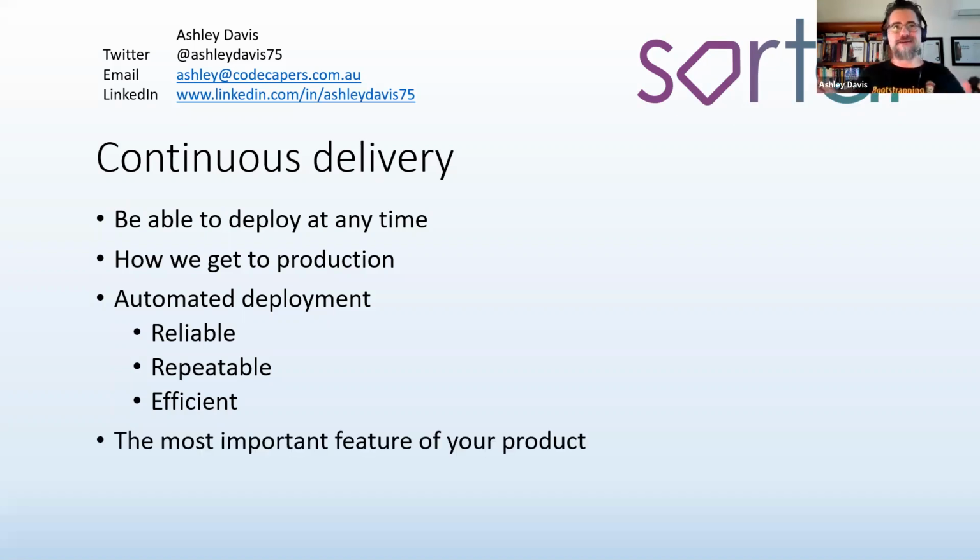I like to say that the deployment pipeline, the automated deployment pipeline, I should say, is the most important feature, because the deployment pipeline is how we deliver every other feature to our customer. I think automated deployment should be feature number 1 for your product, like the first thing that you implement.